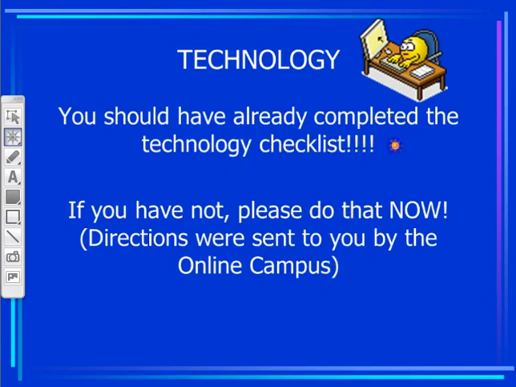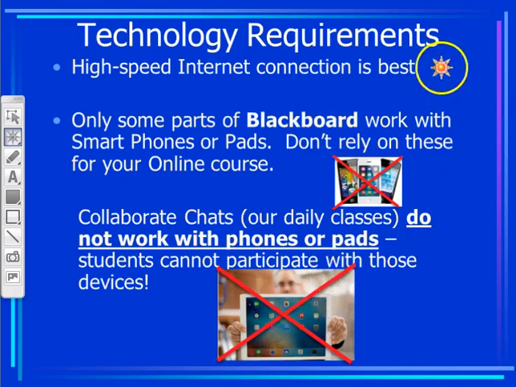All right, the technology checklist. Students should have done this by now. It was sent to you by the online campus. If you have not, please do that. The requirements are high-speed internet. And please, please, please do not use phones or iPads to come to our daily classes. I'll remove you from the class because you can't talk, and one of the requirements is to have a headset and to talk. If you're using those for the course material, only parts of Blackboard will work with those. You're welcome to try it, but when you come to chat, you absolutely cannot use a cell phone or an iPad because it won't allow you to speak.